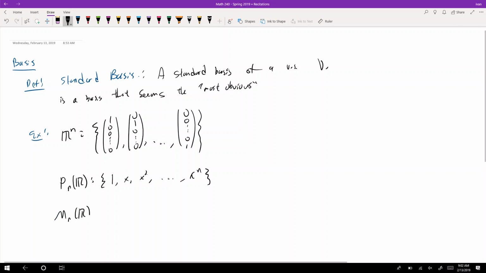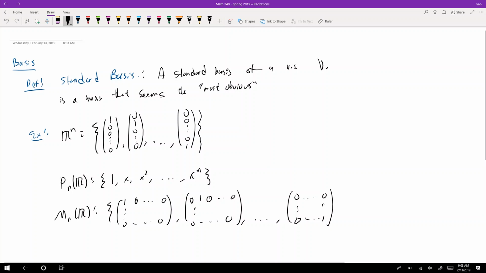Mn(R), square matrices, also have a well-defined standard basis. You can think of this as 1 in the top left and 0 everywhere else, and then 0, 1, and 0 everywhere else, and then all the way down to 0s with a 1 in the bottom right corner. So these are going to be your standard bases for some vector spaces, and again, they're standard bases because they're pretty obvious.